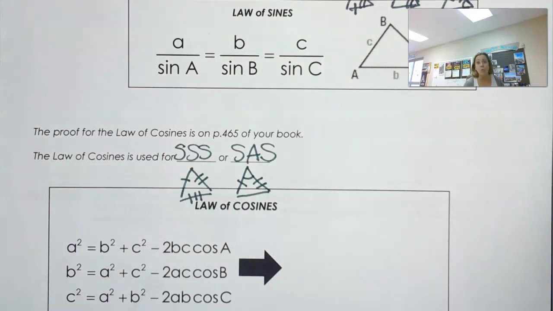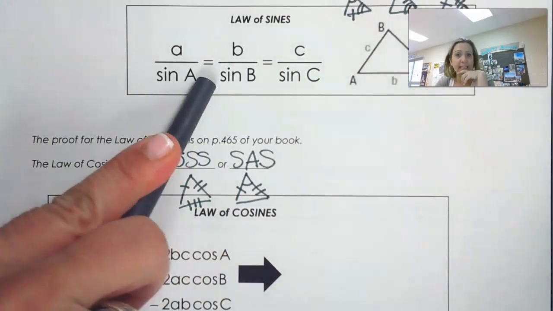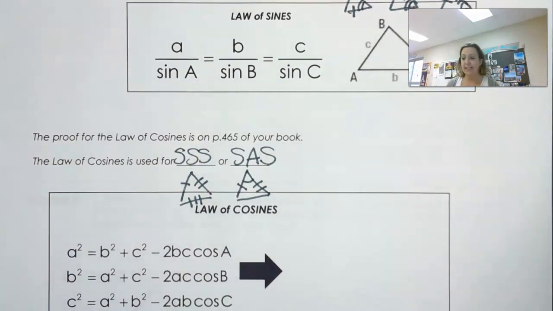Again, notice there would be no way for me to set up the law of sines in this problem. We don't know an angle and a side opposite that angle. So I don't memorize like SAS is this, AAS is this. I just think, can I set up a ratio? If I can set up a ratio, I use law of sines. And if I can't, I use the law of cosines.